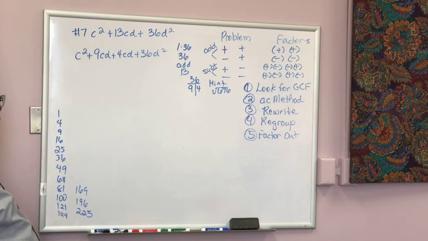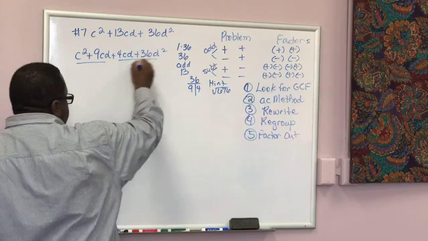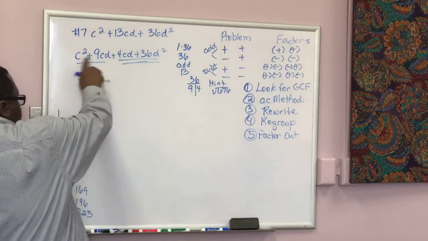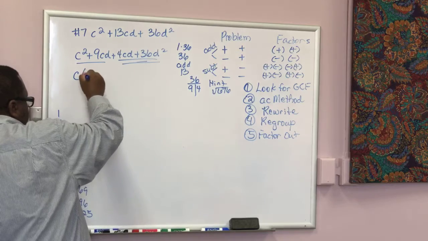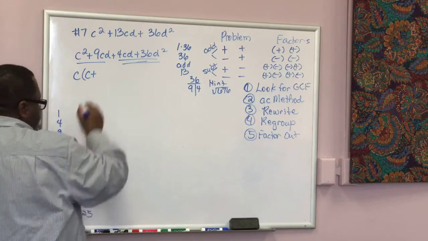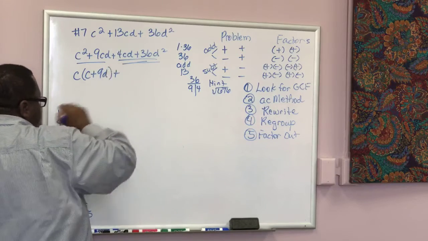All right, now we're ready to regroup. We're going to regroup this set and this set. What do these have in common? Just the C. And you're left with C plus 9D. And bring down the plus sign.